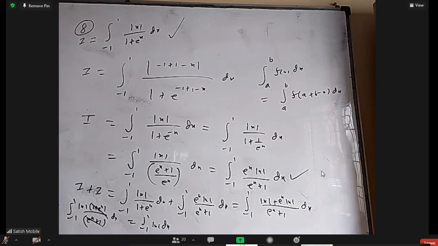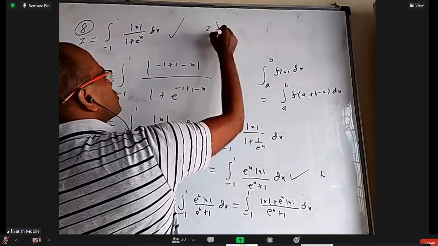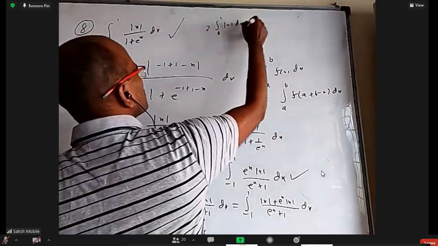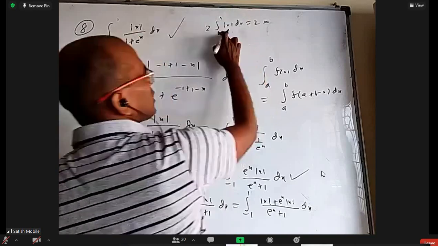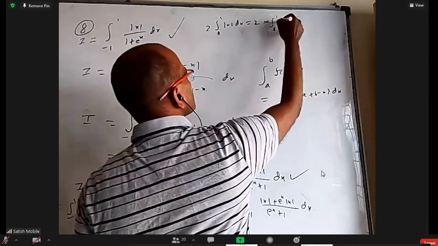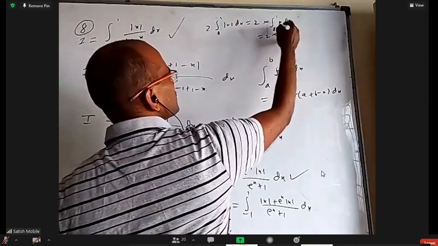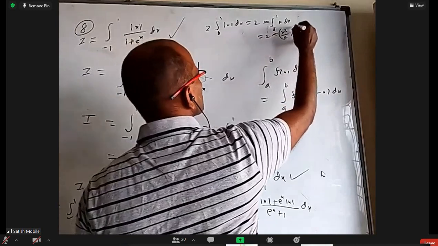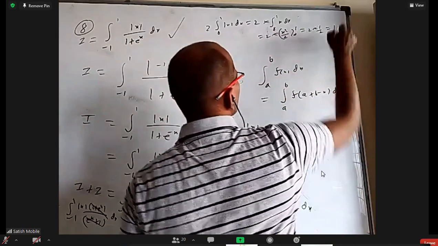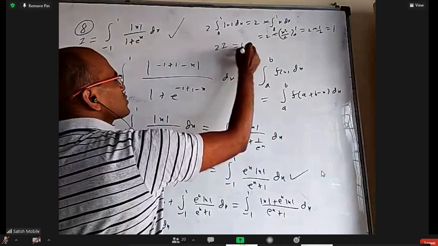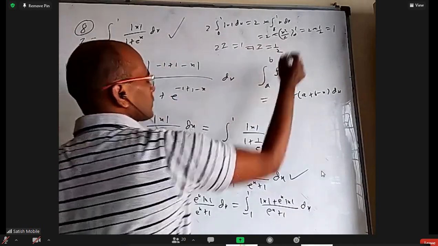That itself we can do in two ways. It's an even function, so 2 times 0 to 1 mod x dx. That is 2 into 0 to 1 x is positive, so 0 to 1 x dx. That is a simple integral x square by 2 with the limits 0 to 1. 2 into 1 by 2 is 1. But remember, this is 2I is 1, so I will be 1 by 2.